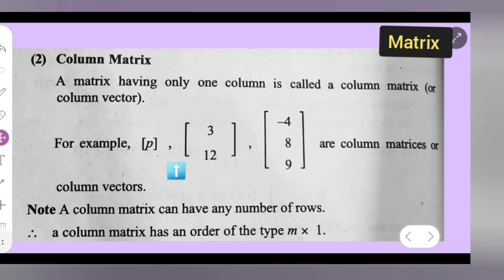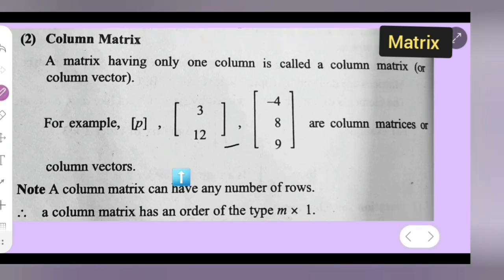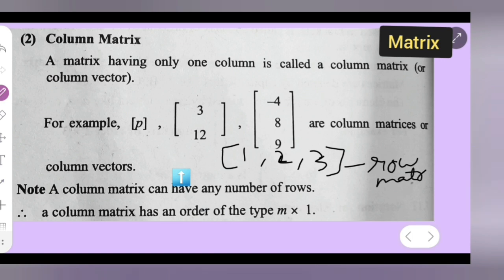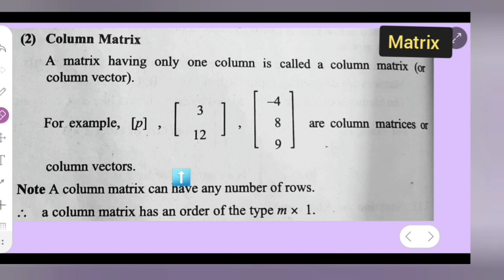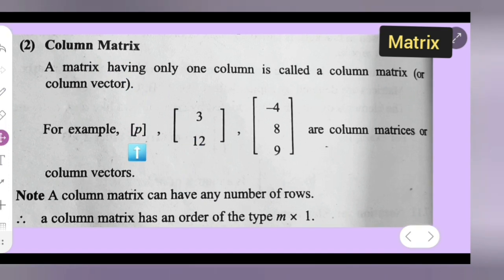These are the columns. In the previous class, I have already told you all about the row matrix. A row matrix will look like this: 1, 2, 3. This is the row matrix. But in today's concept, we are only discussing the column matrix. So these are the examples of a column matrix or column vectors, you all can say.